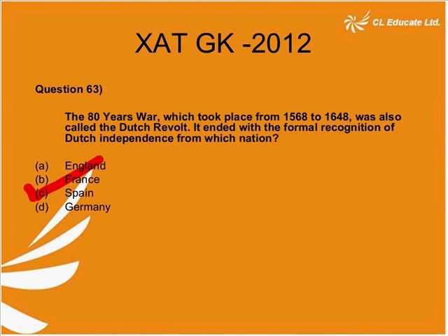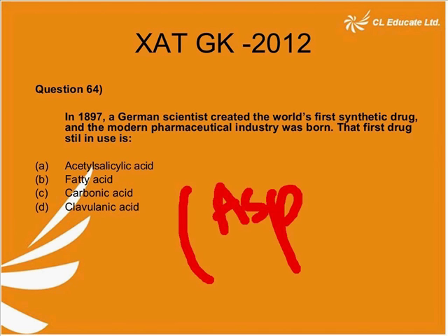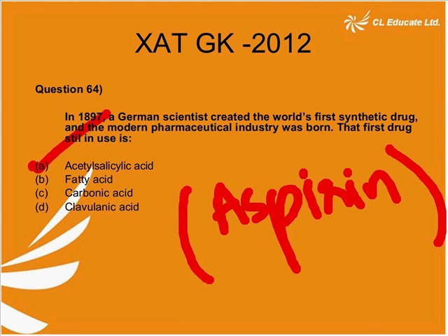In 1897, a German scientist created the world's first synthetic drug, and the modern pharmaceutical industry was born. That first drug is still in use. What is that drug? If you hear, it is a very common name. Its common name is aspirin, which is called acetyl salicylic acid. It is still in the news. An aspirin a day keeps the doctor away.